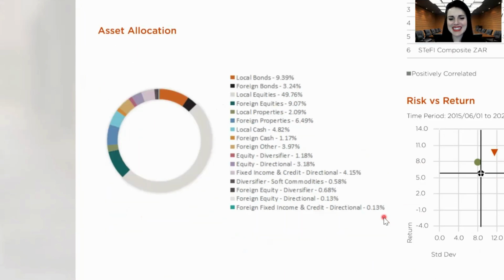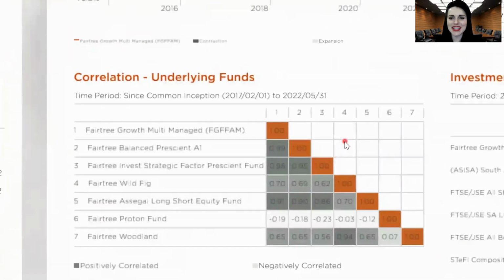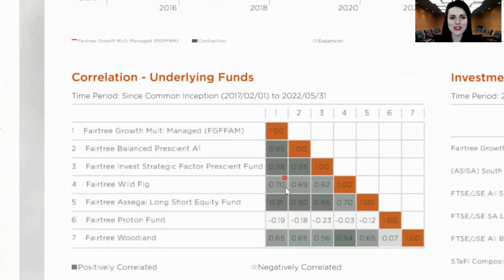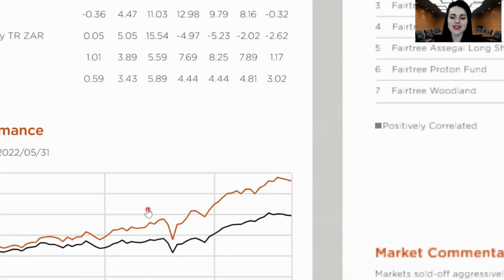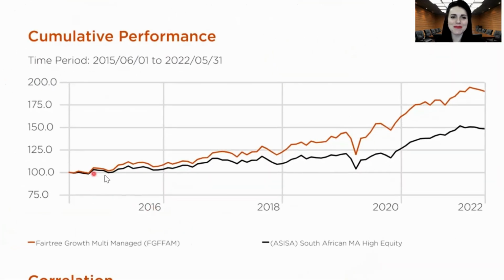So when we look at asset allocation, here you will see them come through. We would have fixed income and credit directional. Here are our diversifiers. Up there we will have our directional equities and also our directional quants. So it is not only the main 4 asset classes that we include within this solution. Once again, correlation plays an extremely important part, and yes, it is a well diversified solution.